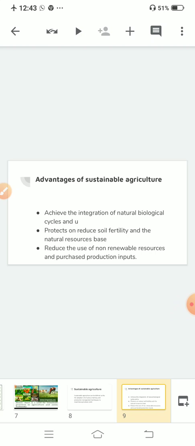Second point is protects and reduces the loss of soil fertility. We have to protect our soil fertility also. If you sow one type of food again and again, what will happen? The fertility of that particular soil will be lost. So we have to consider that also. Clear? And the natural resource base. We have to reduce the use of non-renewable resources, because non-renewable resources take lots of time to be made again. So we have to use them in a lesser amount, and purchased production inputs.